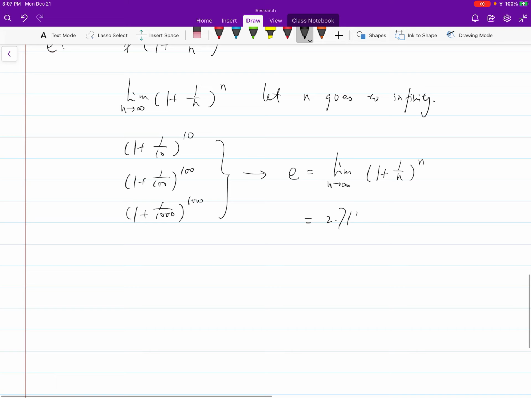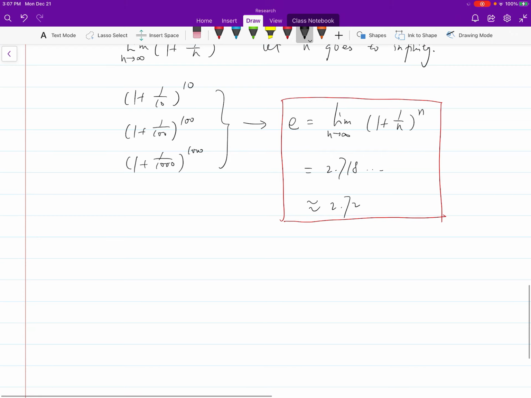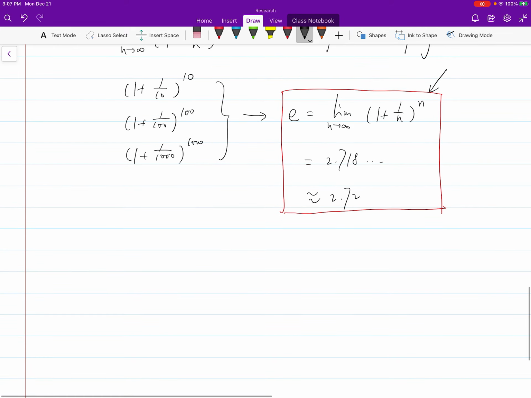Which is 2.718 something. We will just roughly say it's 2.72. That is the definition of a natural base, this weird number. The definition is through a limit process. It comes from compound interest, and eventually you push it to compound infinitely many times a year, which means compound continuously. You get e. Okay, that's the definition.